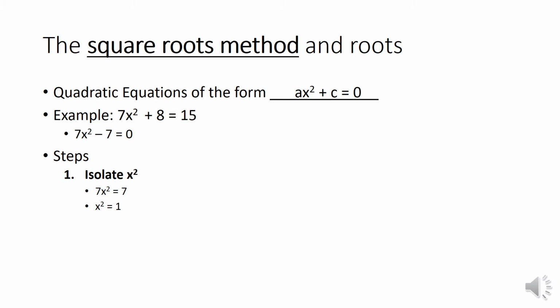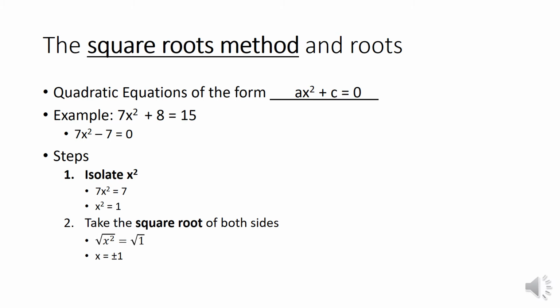Now, after I've isolated x squared, I'm going to go to step 2, take the square root of both sides. I've made another video that's on Canvas showing you how to take square roots, so I'm going to just take that for granted at this point. So we're going to take square roots of both sides. What's the square root of x squared, and what's the square root of 1? Well, the square root of x squared is just x. The square root of 1, well, 1 times 1 is 1, so the square root of 1 is just 1.